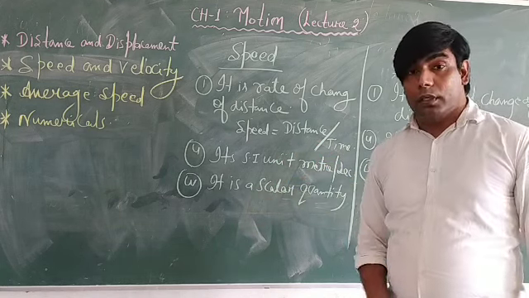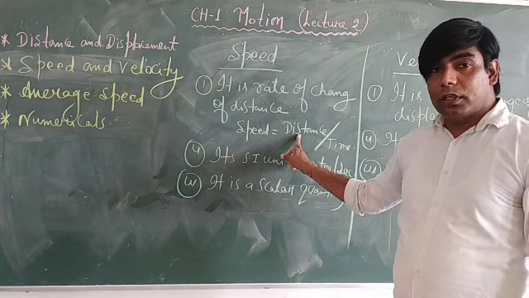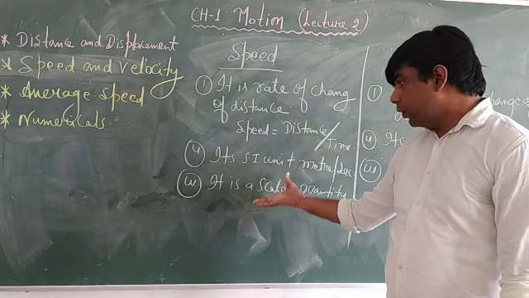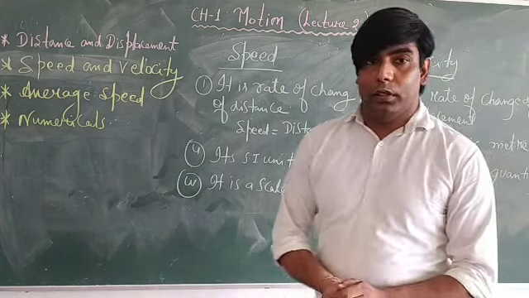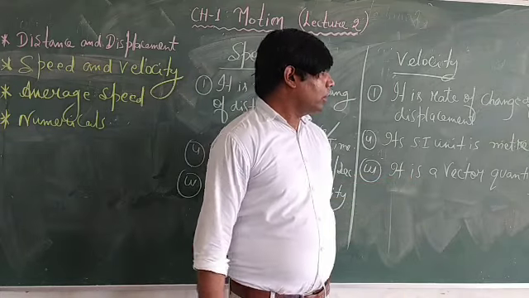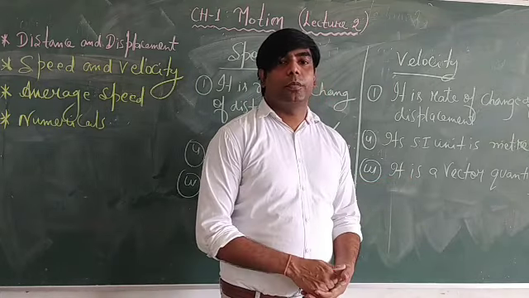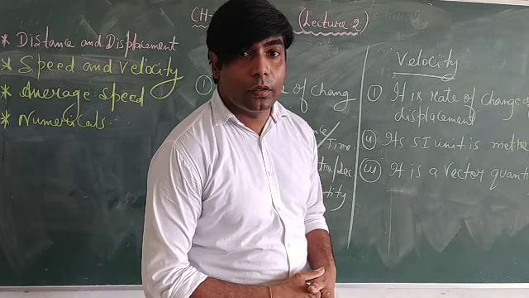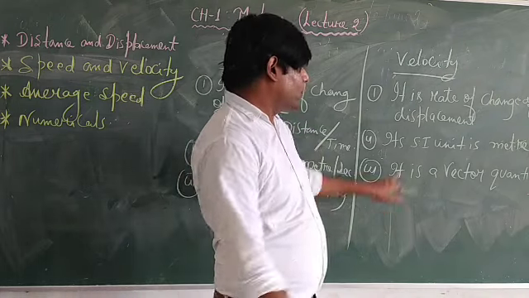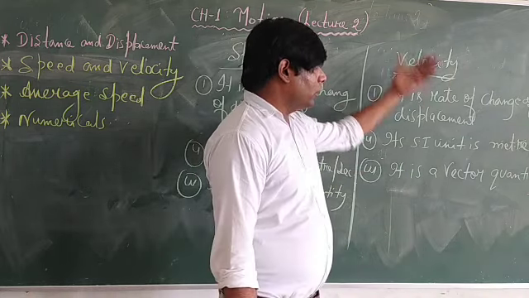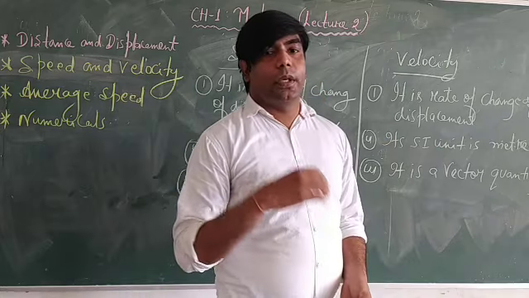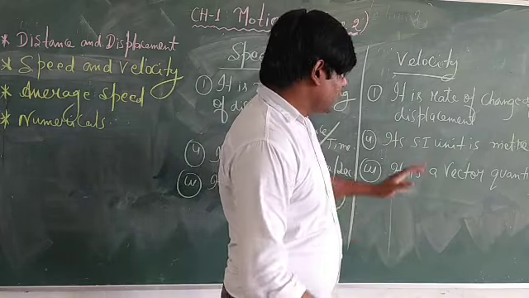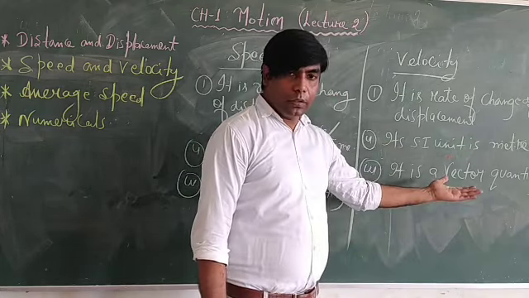It is a scalar quantity because distance is a scalar quantity and time is a scalar quantity. So speed will be a scalar quantity. Next, velocity. It is the rate of change of displacement. That is, velocity is equal to displacement divided by time. Its SI unit is meter per second.